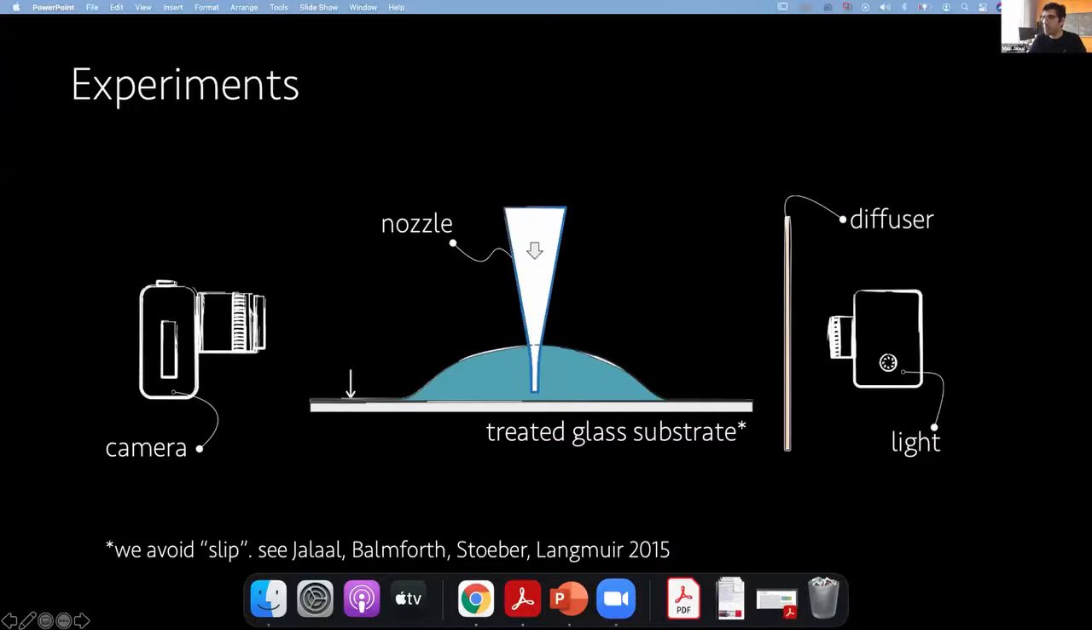So this is our experiment. It's extremely simple. We had a camera, we had diffuse light on the other side, and we took a nozzle next to a treated glass substrate to deposit these droplets on it. The reason we had to chemically treat the glass was that these polymeric materials are also very prone to slip on the surface because of elastohydrodynamic interaction. But we removed that, so we are able to safely compare with our theory.